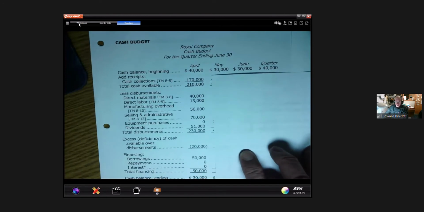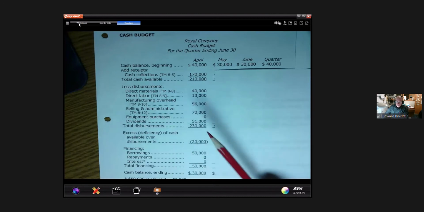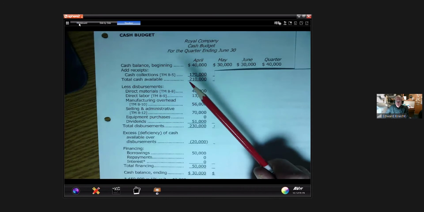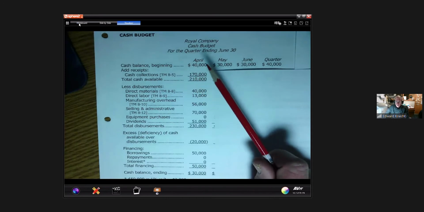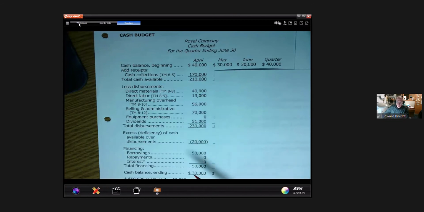How do you know how much you're borrowing from financing? Well, let's look at it. Let me explain it. You asked a question. Do you see this total cash that we have available for the month of April? But yet we're going to disburse 230,000. So we're short $20,000. If we require a minimum balance of 30,000 at the end of each month, we can't just borrow 20,000. We've got to borrow another 30. So the total that we're borrowing is 50.